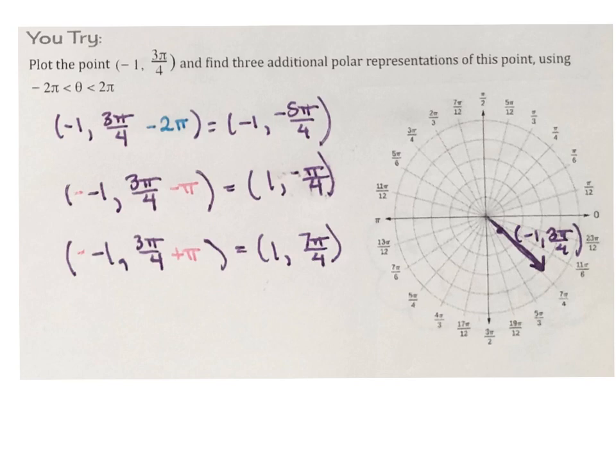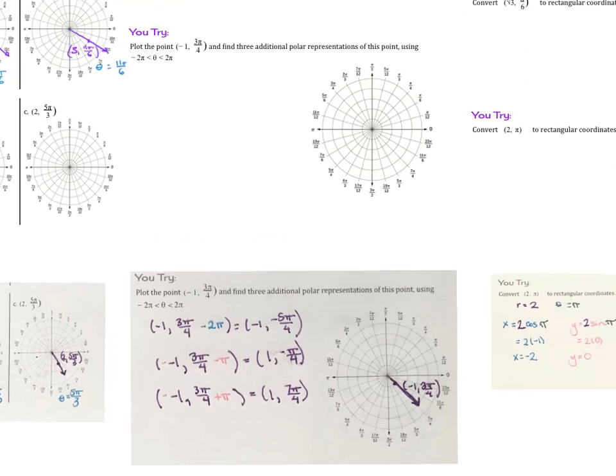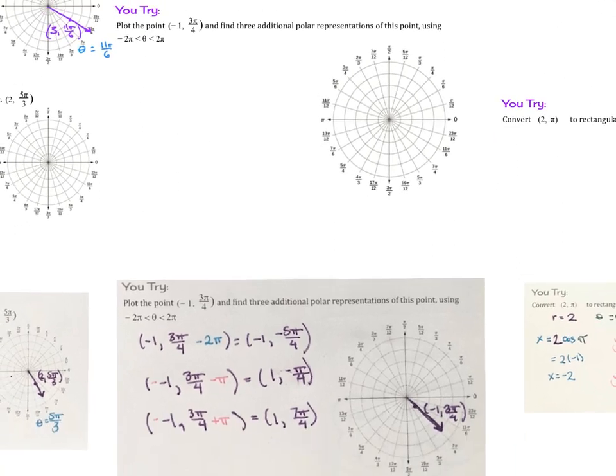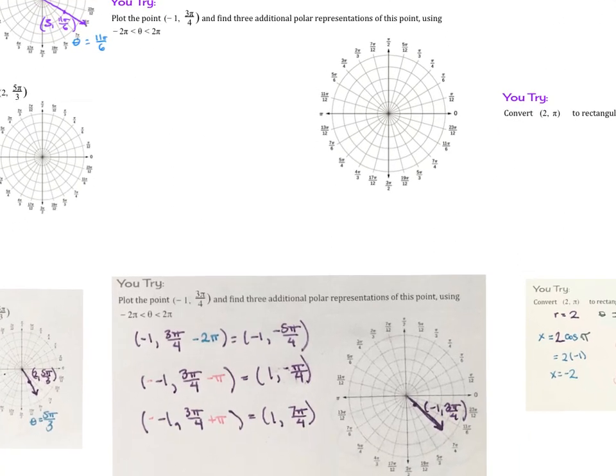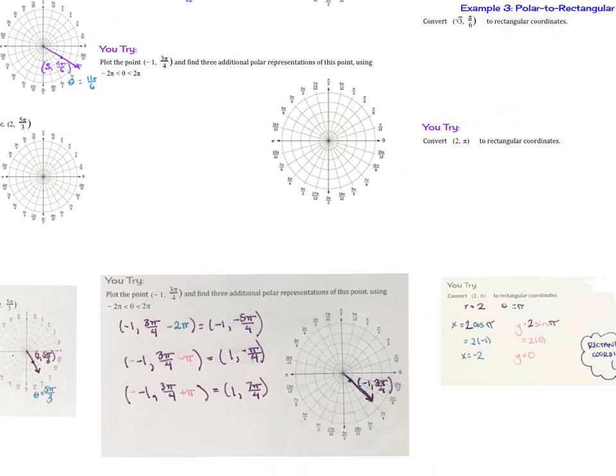So graphing this, you should have found that it would have been (1, 7π/4) would be all the positives here, so you know where it lands. And then that would have helped you in graphing the (-1, 3π/4). There are the other options that you could get as the representations of that single point. And again, theta is between -2π and 2π. So, for example, you don't want to pick something that's going to be outside of that range.